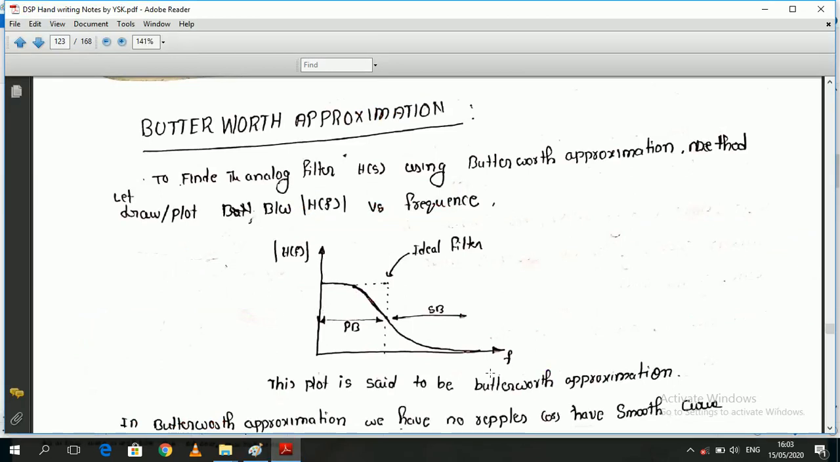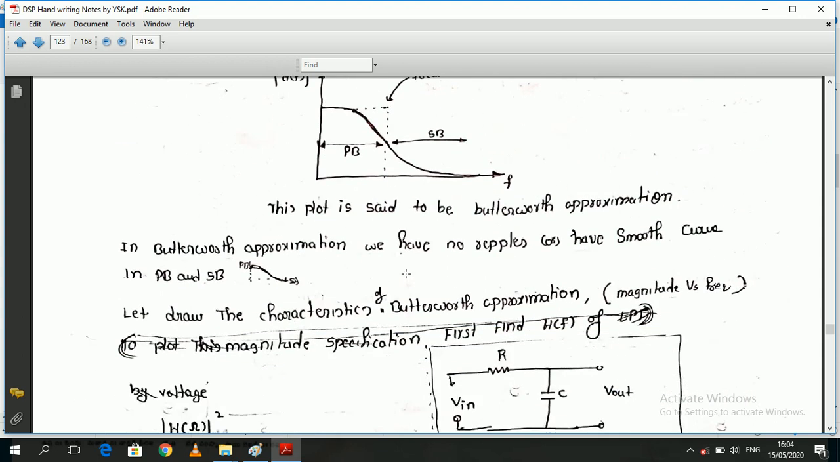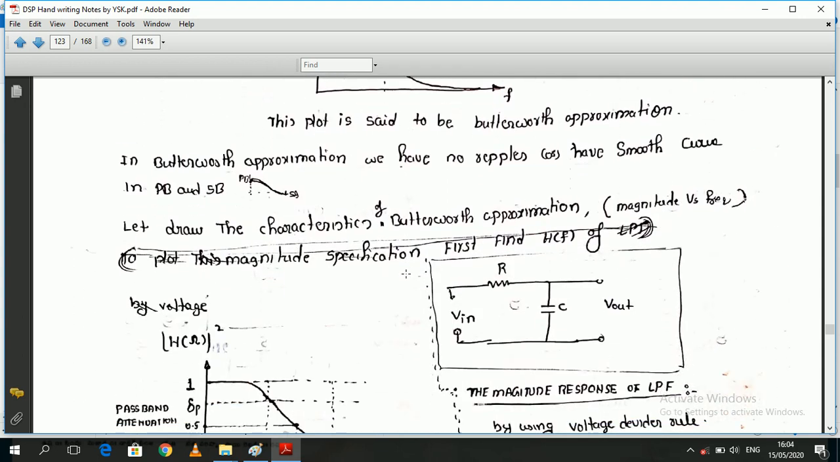So consider a graph of magnitude H of f versus frequency. There is a smooth line, this is the pass band, this is the stop band. There is a smooth line, there are no ripples. If there are ripples, meaning highs and lows in the curve, then we go for another approximation method called Chebyshev. We will discuss it in later classes. If there is a smooth line, then we go for Butterworth approximation. So what are the characteristics of Butterworth approximation?